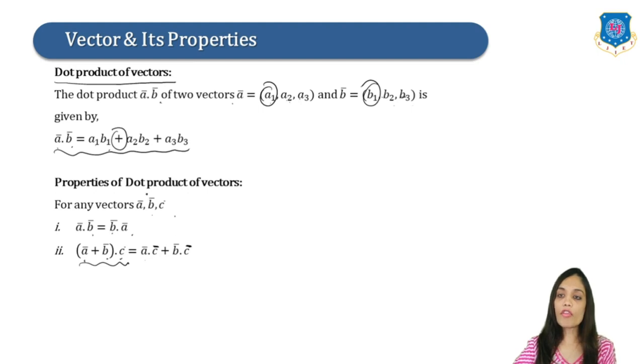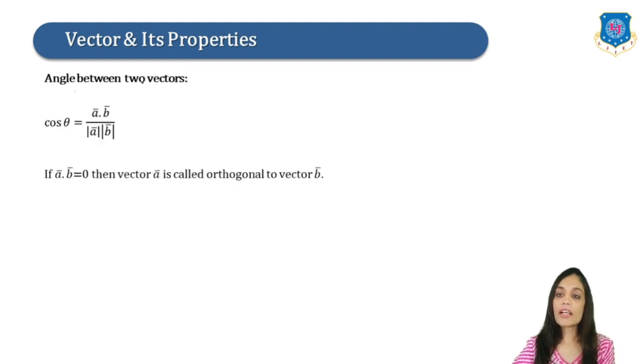Now there is one more formula, that is the angle between two vectors. If I want to find the angle between vector A and vector B, the formula is cos theta equals A bar dot B bar upon the length of A bar times the length of B bar. So if I am given any two vectors A bar and B bar, I have to use this formula to find the angle between the two vectors, right?